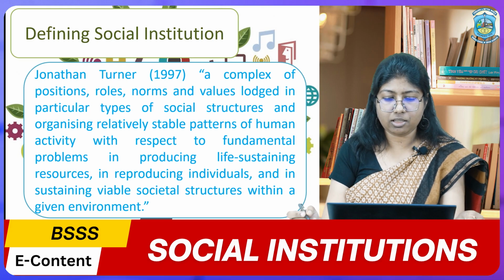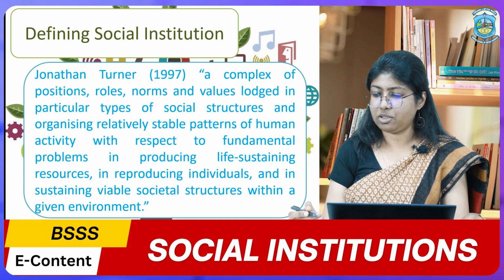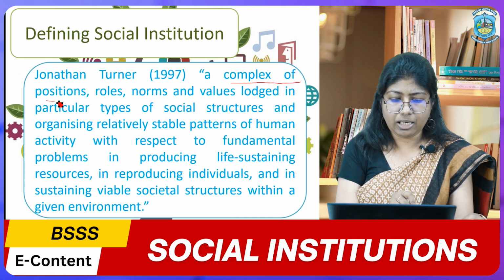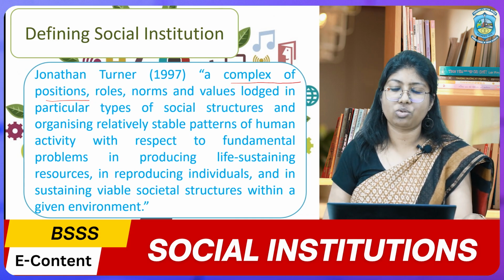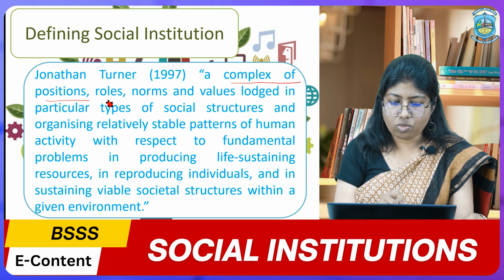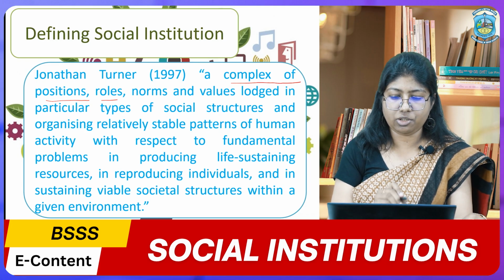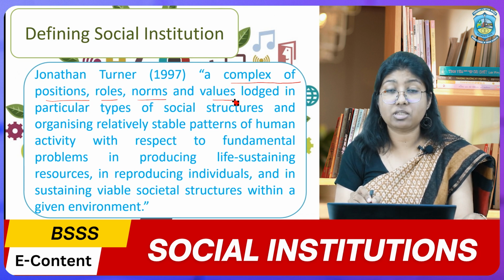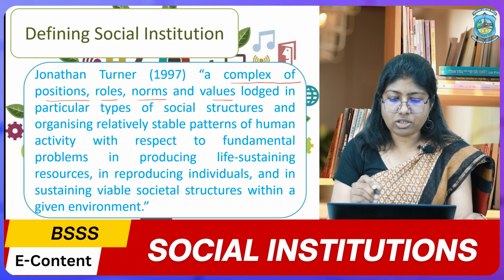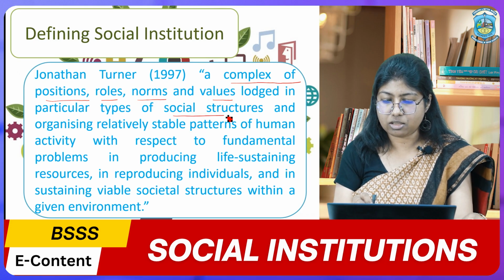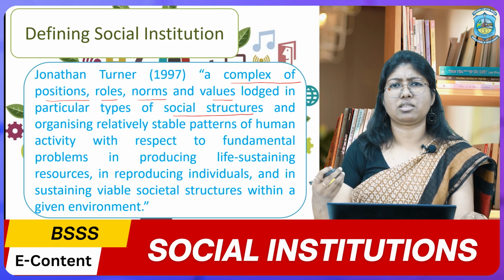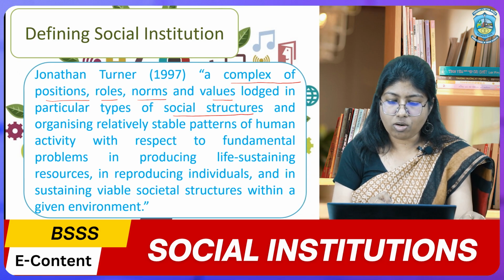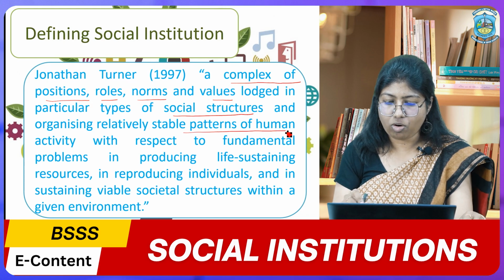So let's try to examine this definition, what Jonathan Turner is trying to say. It is a complex of positions. Multiple positions will be involved in any social institution with certain roles, certain expectations held with each position, that will be dependent on certain norms and values which the system will be defining, lodged into particular types of social structures like class, caste, the strata which are present, and organizing relatively stable patterns of human activity.